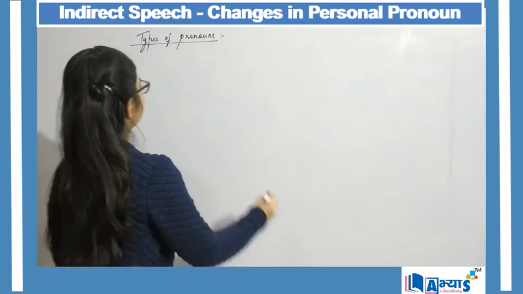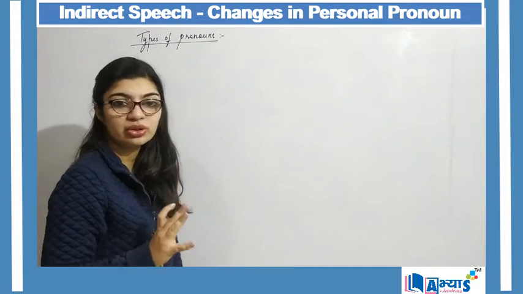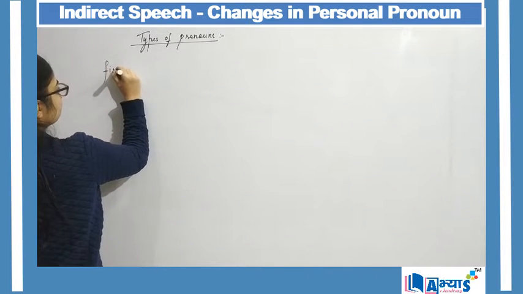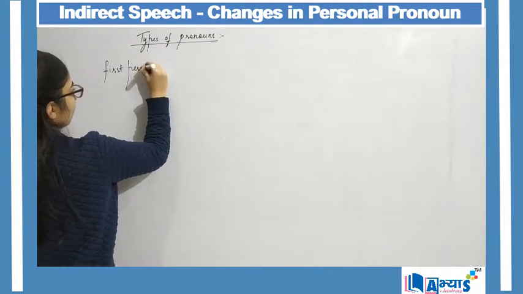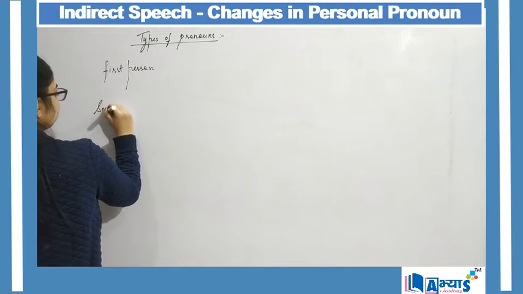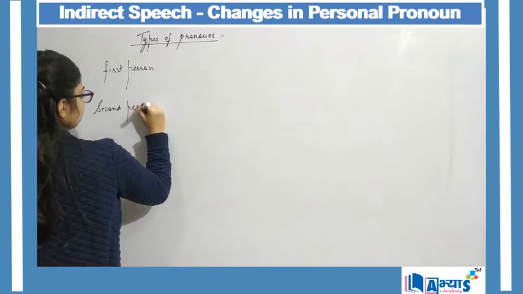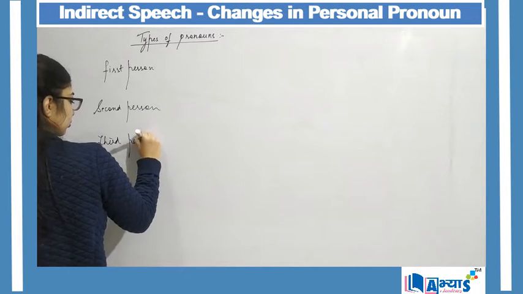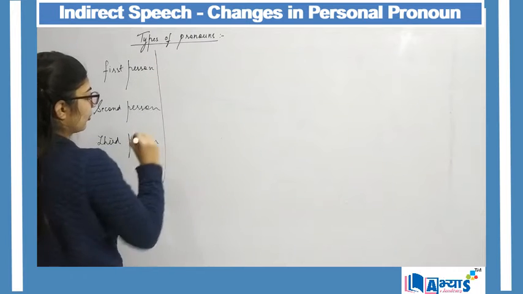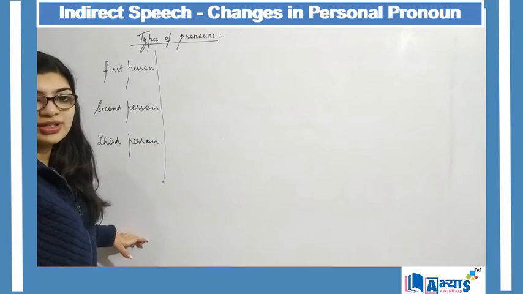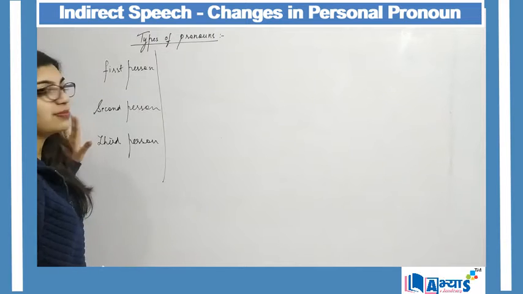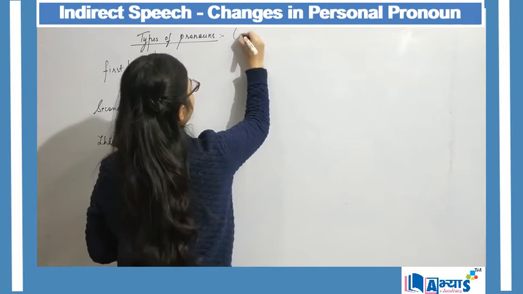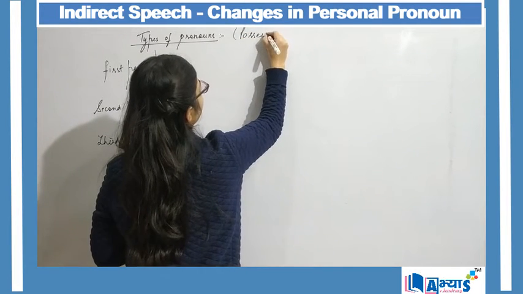Now, types of pronouns. In the case of reported speech, we are talking about first person, second person, and third person. There is no fourth person that we can talk about. Only first person, second person, and third person. The type of pronoun here is just the possessive pronoun.